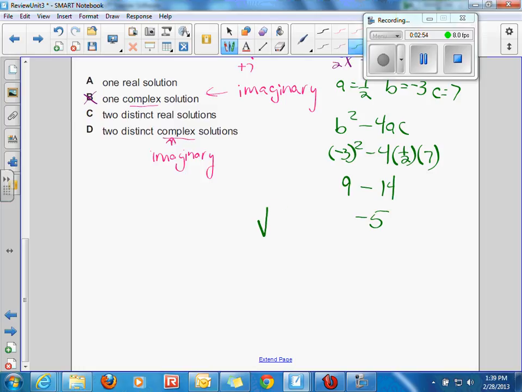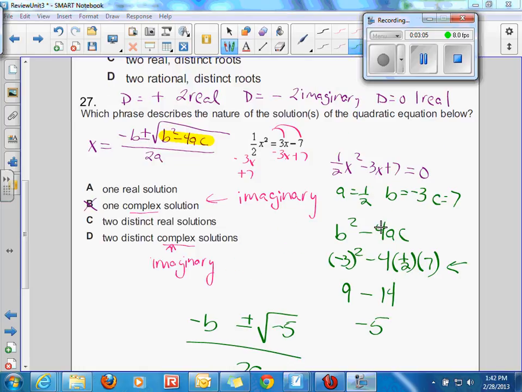And since that's the part that's going to be in the square root in that formula, what happens is that you get 2 imaginary. Okay. So since we got negative 5 for the discriminant, the solutions are imaginary because negative under the radical gives me imaginary. And since the plus and minus makes sure that we have 2 of them, the answer is D, 2 distinct, complex, or imaginary solutions.